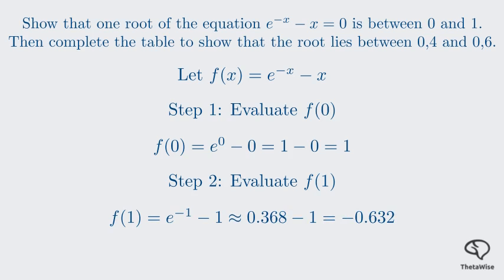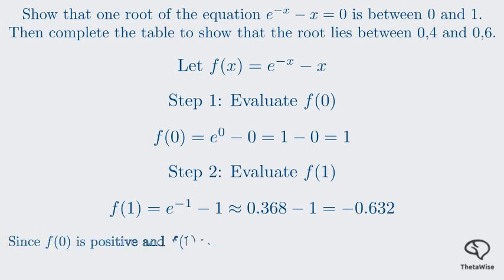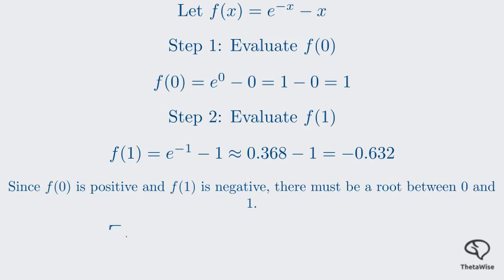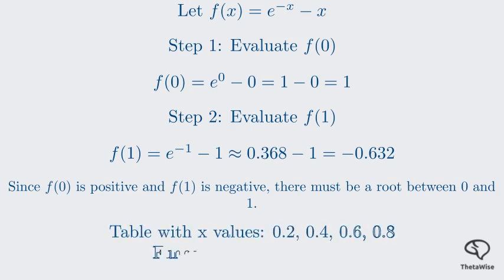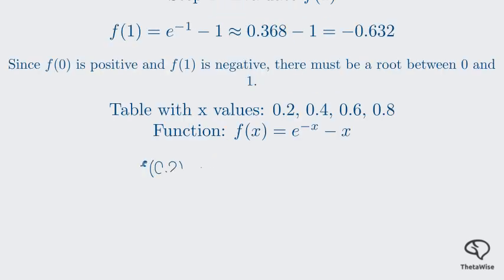Think of it graphically. A continuous line must cross the x-axis to go from a positive y value to a negative y value. Let's make this explicit. A sign change implies there is a root between the two x values. Now let's narrow it down. We'll complete the table for values between 0.4 and 0.6. We need to calculate f of x for x equals 0.2, 0.4, 0.6, and 0.8. Evaluating the function at these points, we get the following results.